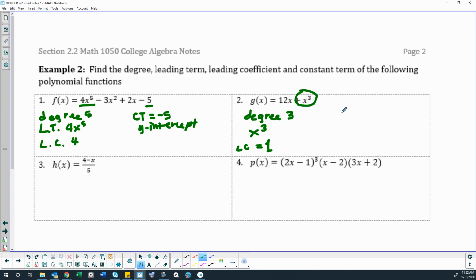And then for this particular one, our constant term, or I'm just going to start calling it the Y-intercept because that's really why we care about it. Our constant term doesn't exist. There is no term that has no variable on it. So that means the Y-intercept is 0. Just because it's not there doesn't mean it doesn't have a Y-intercept. Polynomial functions always have a Y-intercept. It's just if it's not written, it's 0.